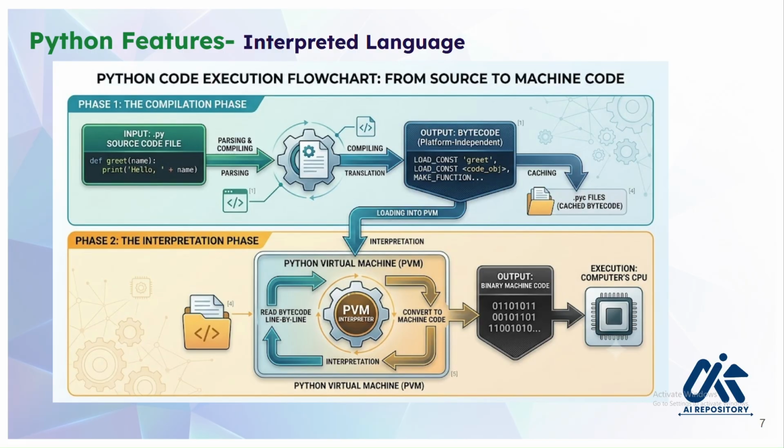The third feature is interpreted language. What does that mean? Now this bytecode is transferred to the Python virtual machine, and the Python virtual machine reads the bytecode line by line and translates it into machine code. This binary machine code is given to the computer's CPU, the central processing unit, and the execution of the code happens here. So it actually uses two phases. The second phase is the interpretation phase. So it is interpreted.